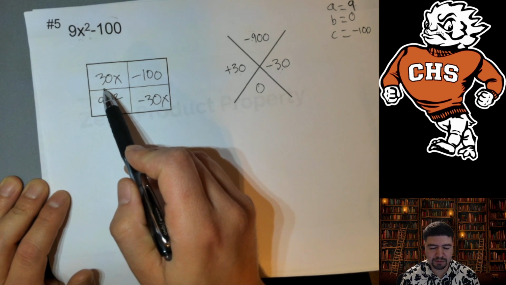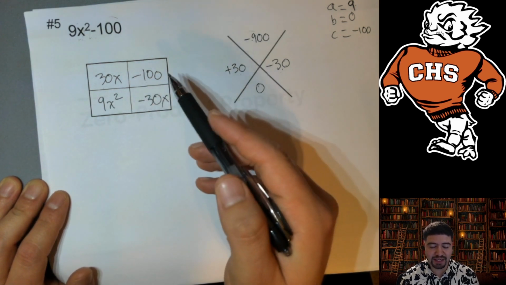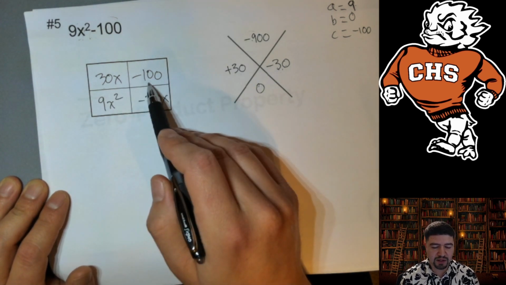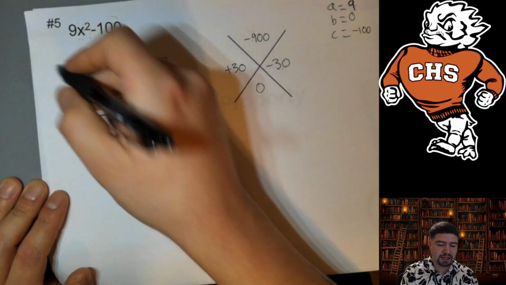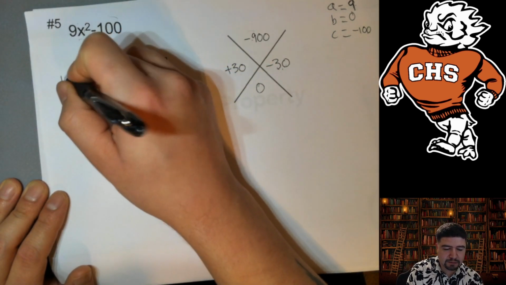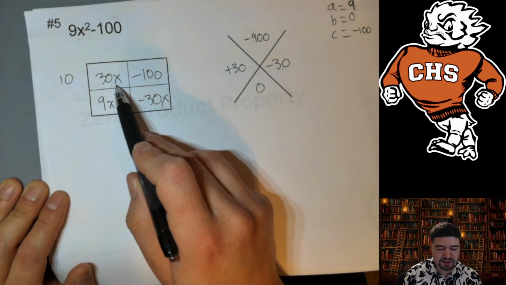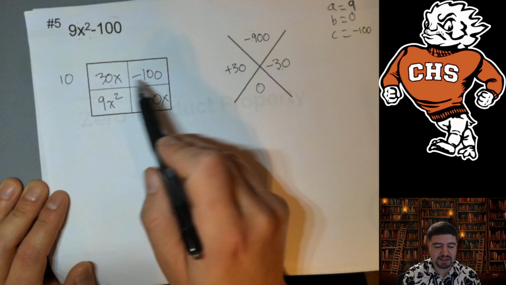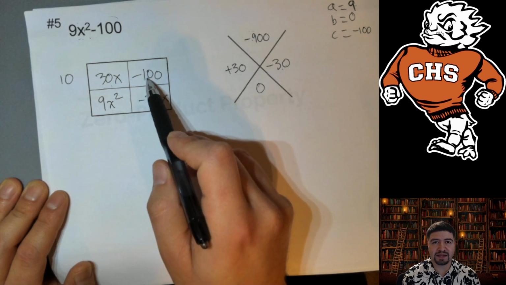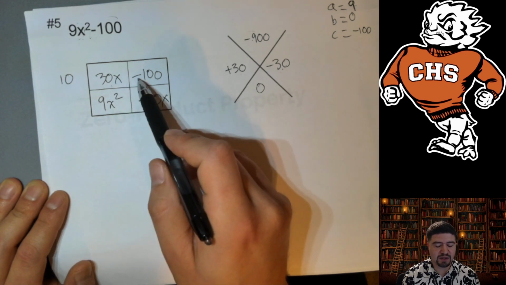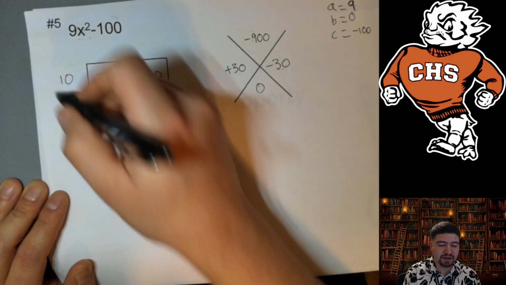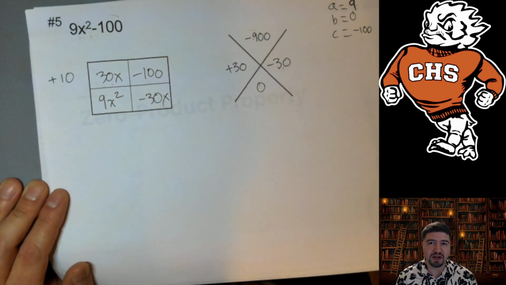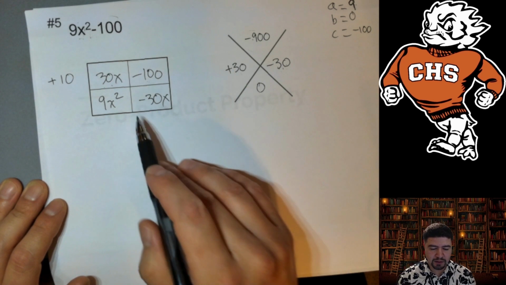So between 30 and 100, I'm just looking at the numbers. Between 30 and 100, the biggest number that divides into both of those is just going to be 10. And there's not really an x that we can take out because both of them have to have x's and only one of them does. Same thing with the negative. There's only one here, not there. So I can't take out a negative. It defaults to being a positive number in this case.